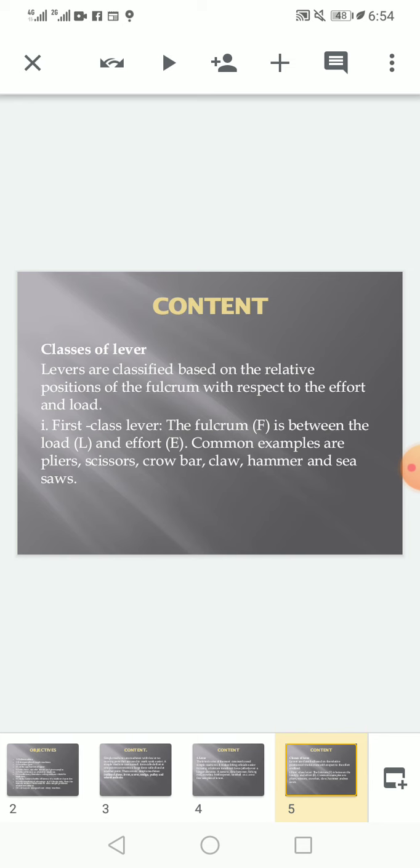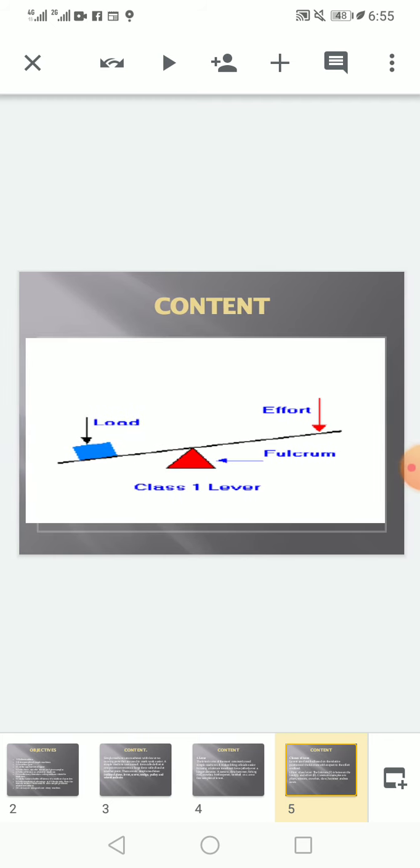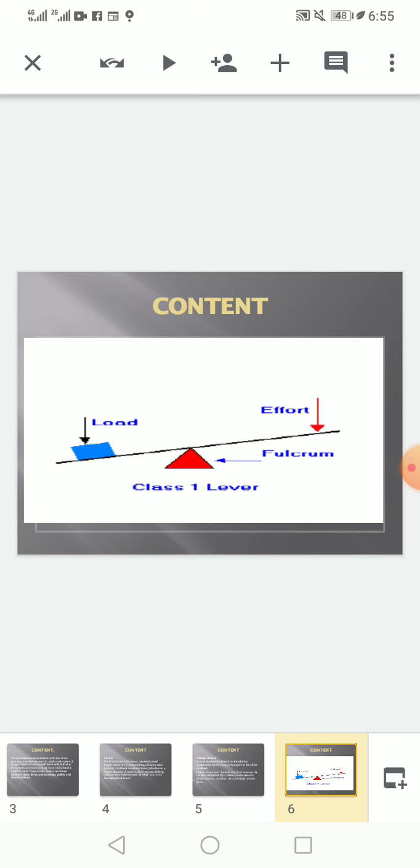For first class lever, the fulcrum is between the load and the effort. When the fulcrum is between the load and the effort, it is called a first class lever. And common examples are plier, scissors, crowbar, claw hammer, and seesaw. They are all examples of first class because the fulcrum is in between the load and the effort. The diagram here shows what a first class lever looks like.